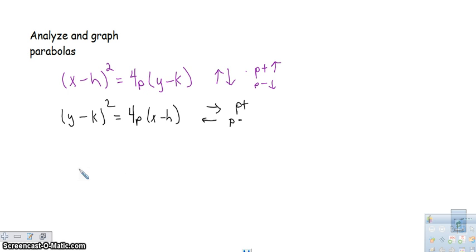So we're just going to start with one. We have 8 times (y plus 3) equals (x minus 4) squared. So this is our example. First thing you need to think is which variable is squared. The squared variable is x, so it means it's going to go up or down. Okay? And if I look over here, I have an 8 here. Since that's positive, this one is actually going to open up.